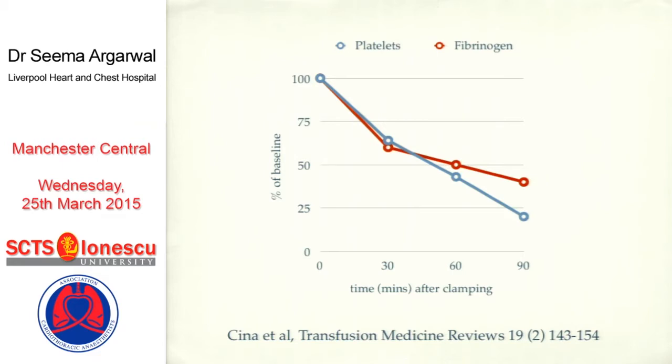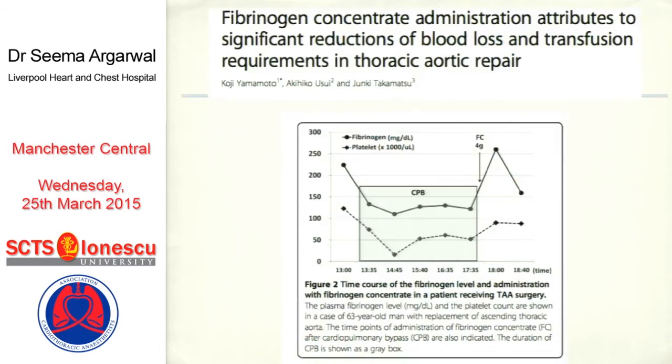of clamping. And the fibrinogen also fell. So 30 minutes after clamping of the aorta, it had fallen to almost 50% of its baseline level. This isn't something that's unique to dogs. In people, we also find that just by clamping the aorta, we drop our fibrinogen level and we drop our platelet level.